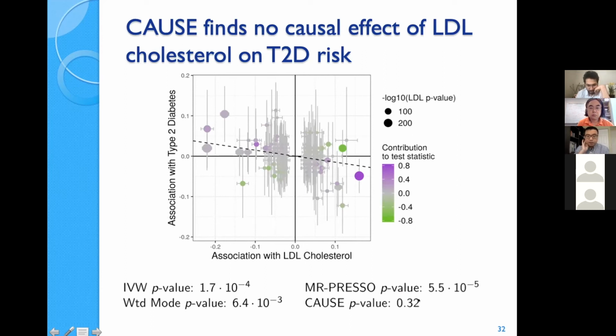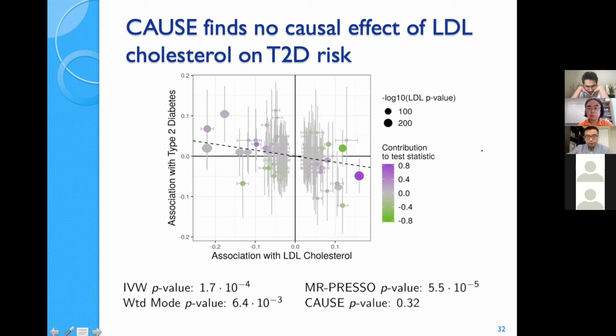It's very insignificant. To understand why, we plot the SNPs by their contribution to the test statistic of CAUSE, right? Each variant basically makes some contribution to the CAUSE model. The purple ones are the ones that support the causal model. As we see, the ones that are close to the line would be purple, so they basically support the causal model. But of course, we find a lot of variants colored in green. Green variants are variants that reject the causal model.